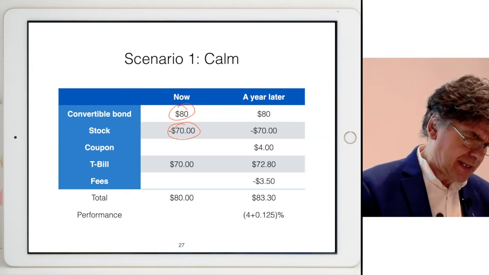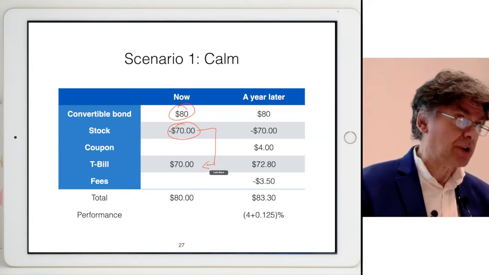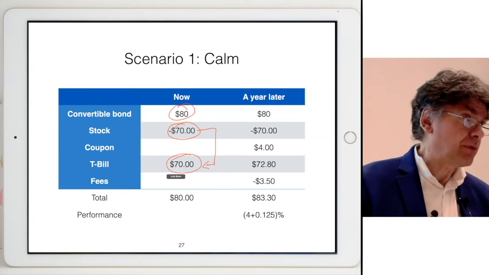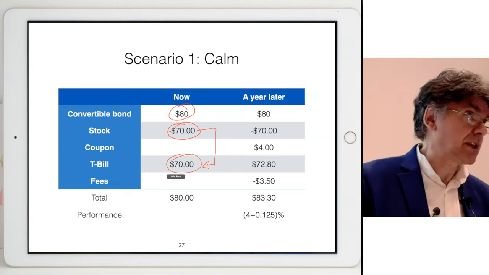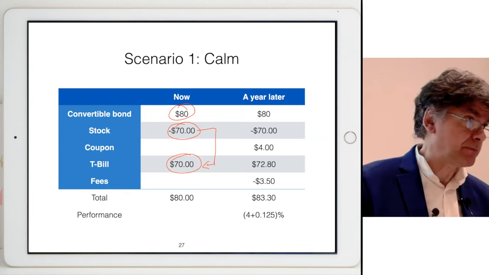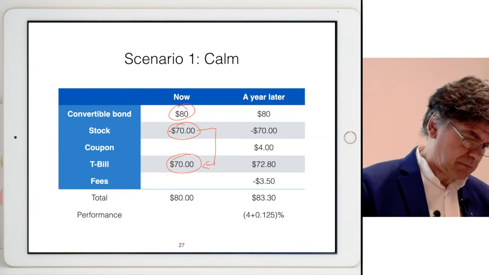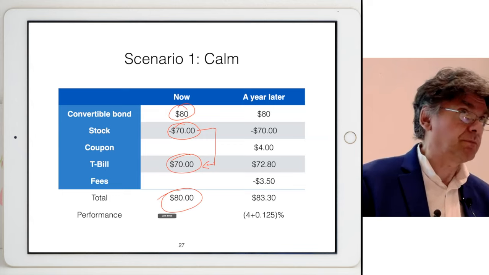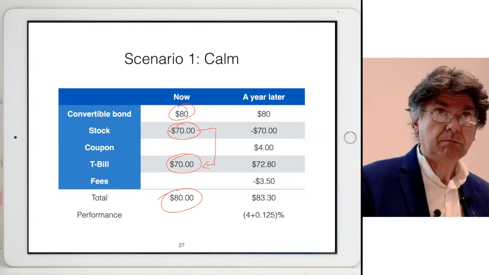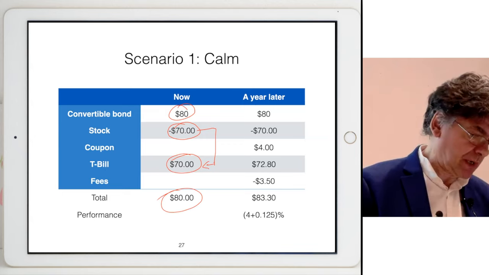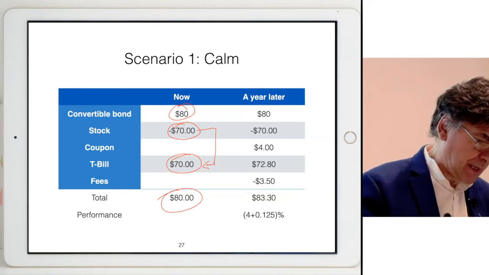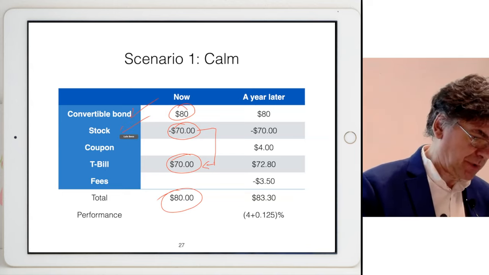Now, because I get $70 when I short sell my stock, I'm going to invest that in T-bills. This is a safe investment. Right, and that's where my $80 do. Okay, that's my portfolio, $80, and I have a bond, I have some short stocks, and a T-bill.